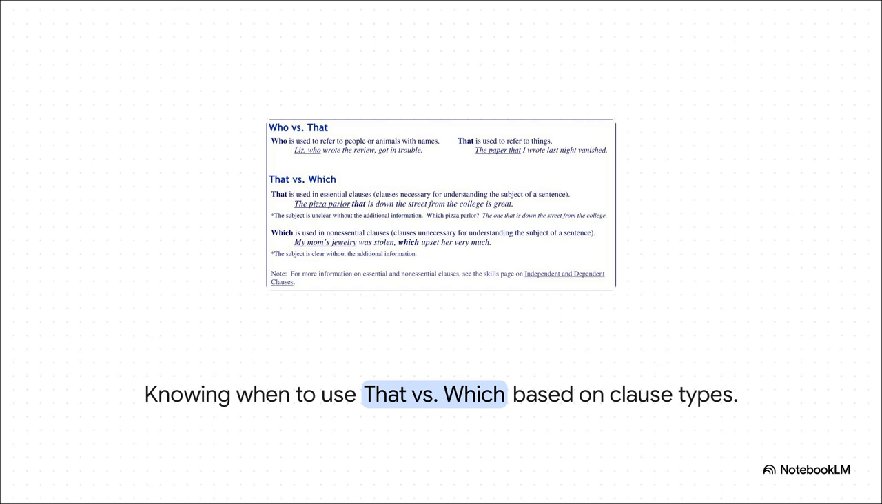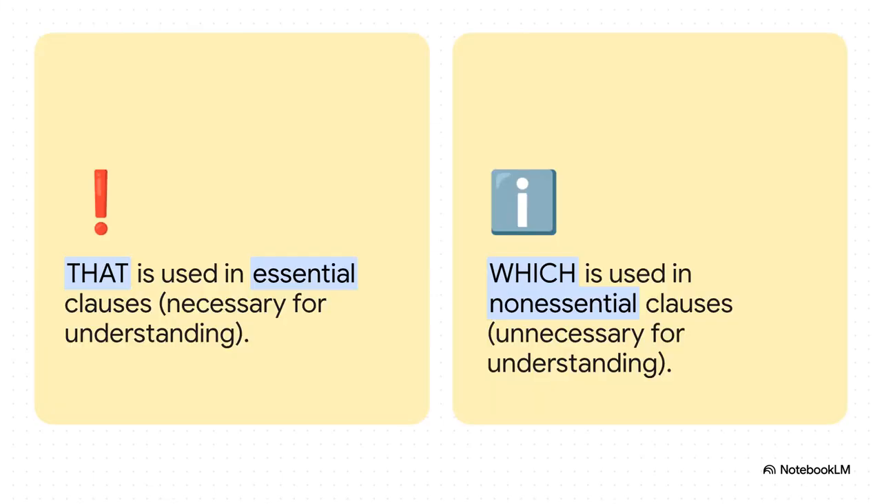Another notoriously tricky trap is choosing between that and which. The secret to this one, it entirely depends on whether the extra information is essential or non-essential to your sentence based on the clause types. You're going to want to use that when the detail is absolutely necessary to identify the subject. For instance, The pizza parlor that is down the street is great. We need to know exactly which parlor you're talking about.